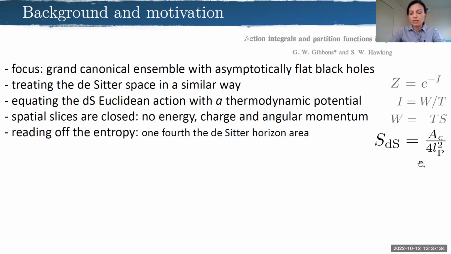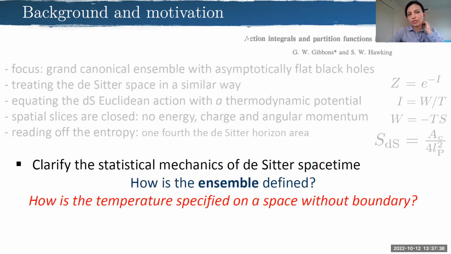This is all good and nice, but the statistical foundations of their calculation have remained obscure, because if there is no boundary, as I showed, how is the ensemble that Gibbons and Hawking considered defined? If there is no boundary, how is the temperature specified? If they're saying this is the partition function, presumably it refers to a canonical ensemble with a given temperature, but there is no boundary. For the black hole case, we always have the asymptotic boundary, or we could always put the black hole in a box and consider finite boundaries on which one can specify the temperature. But how does that work for de Sitter space? So that was one question.